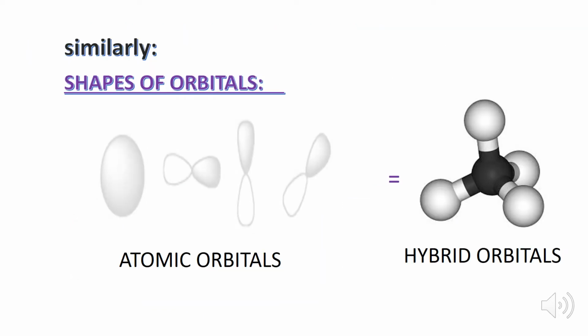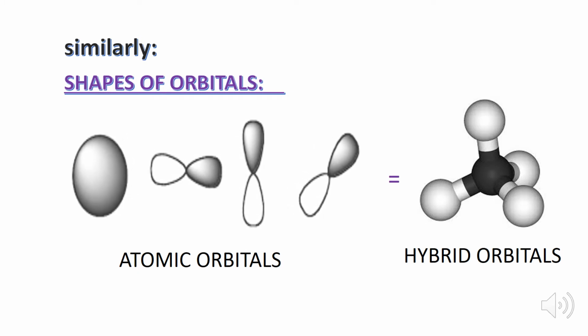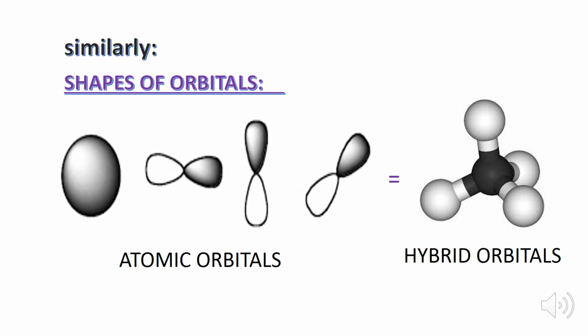Now look at the shapes of the atomic orbitals. The s orbital is spherical in shape, whereas the p orbitals are dumbbell shaped. They also have different energies, but when we mix these orbitals together, we get hybrid orbitals having the same shape, size and energy. These atomic orbitals are just like the ingredients of the tea, which are totally different from one another, whereas the hybrid orbitals are identical to one another.